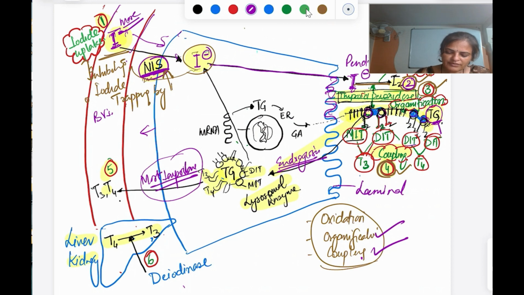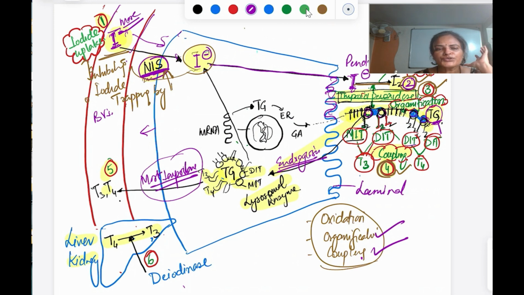Sorry, one point I forgot to tell about, I'll take up later on. So this is the most important step. It is going to inhibit the release of T3 and T4 into the peripheral circulation. So this step is going to cause thyroid constipation. Constipation होगी, वो आप release नहीं कर रहा, it is not going to release the T3 and T4.